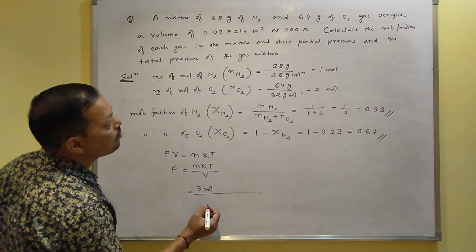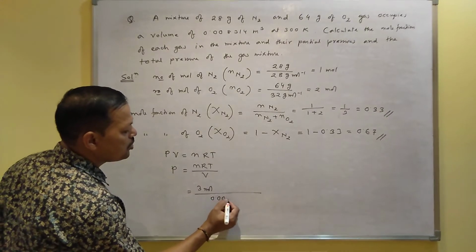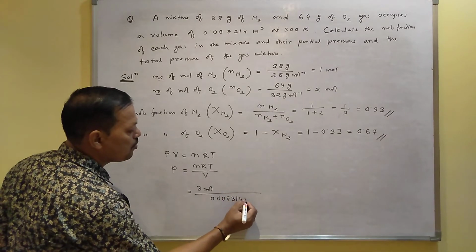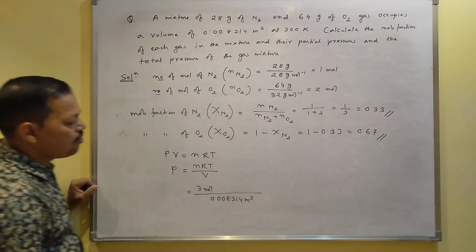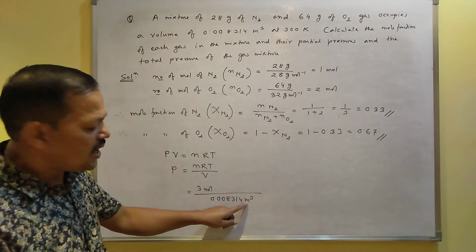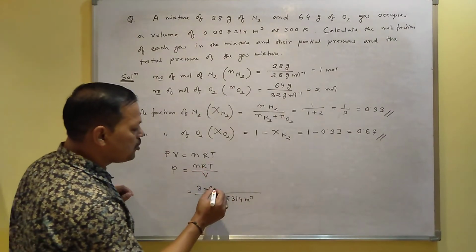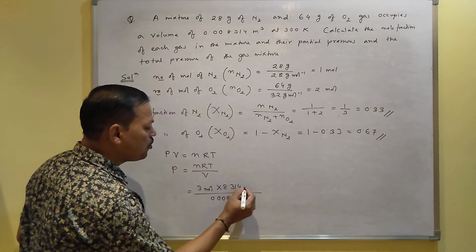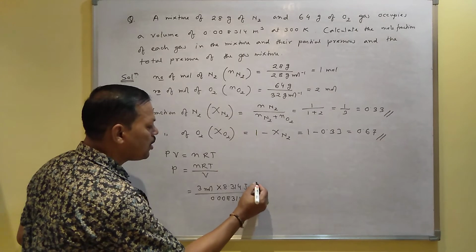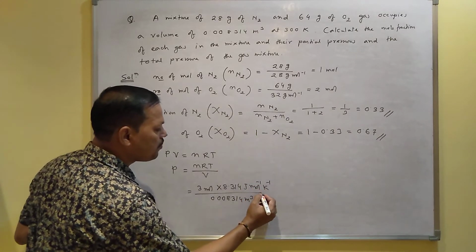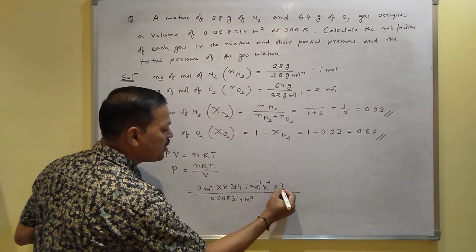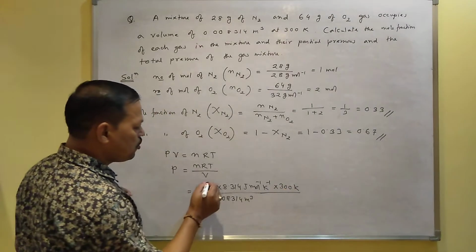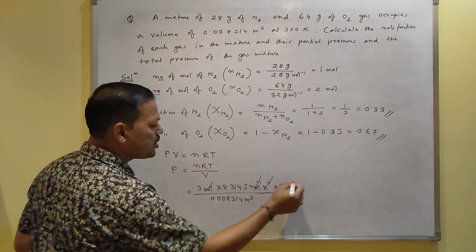Volume is given as 0.008314 meter cube. Since the volume is given in SI unit, the value of R also you have to use in SI unit value, 8.314 joule per mole per Kelvin. Temperature is given 300 Kelvin. So mole per mole cancels, Kelvin inverse Kelvin cancels.